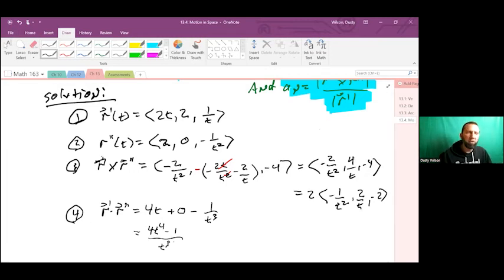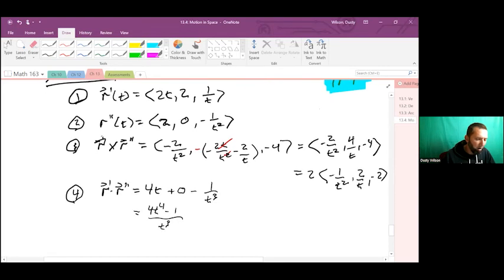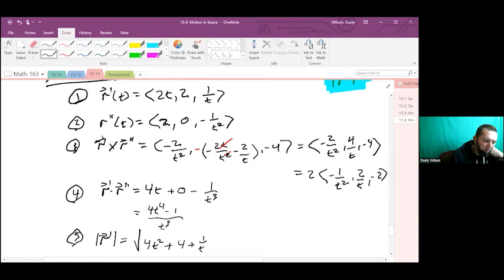Now we've got to come through here and find some magnitudes. So let's start by finding r prime magnitude. So step 5. We want the magnitude of r prime. So the magnitude of r prime is going to be the square root of 2t squared, which is 4t squared, plus 2 squared, which is 4, plus 1 over t quantity squared, which is 1 over t squared.